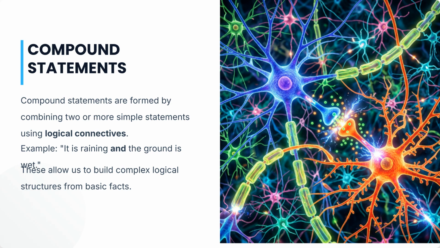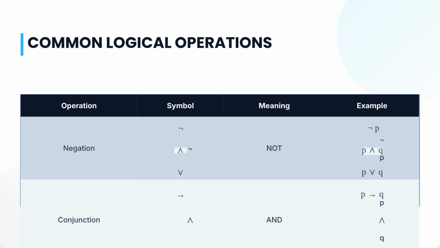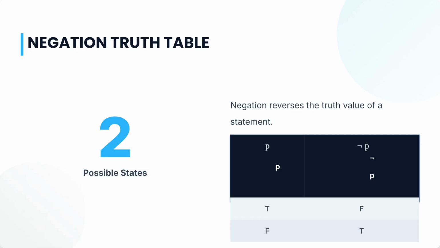Compound statements are formed by combining two or more simple statements using logical connectives. These allow for the construction of complex logical structures. This table displays the common logical operations we use, including negation, conjunction, and others, along with their symbols and meanings. The negation operation reverses the truth value of a statement. As shown in this truth table, if P is true, its negation is false, and vice versa.